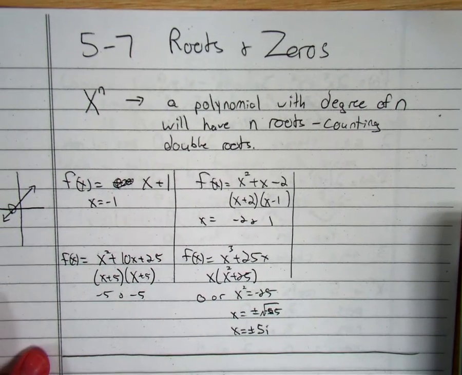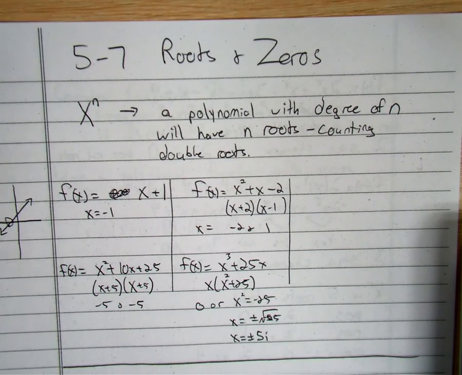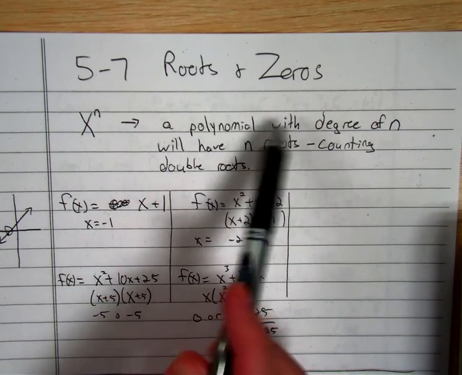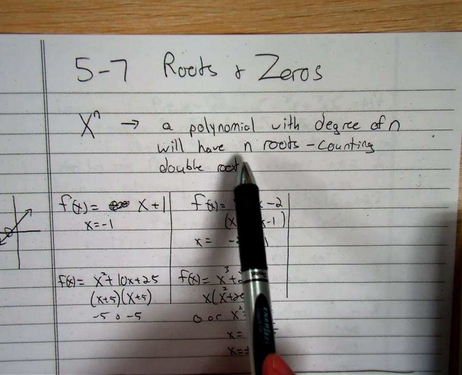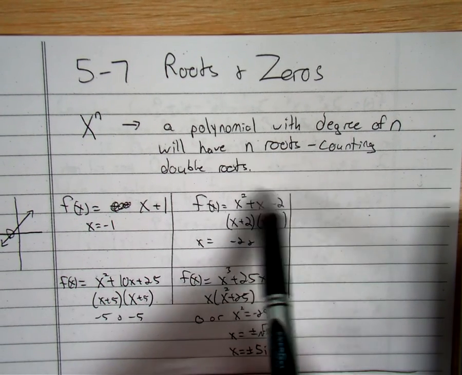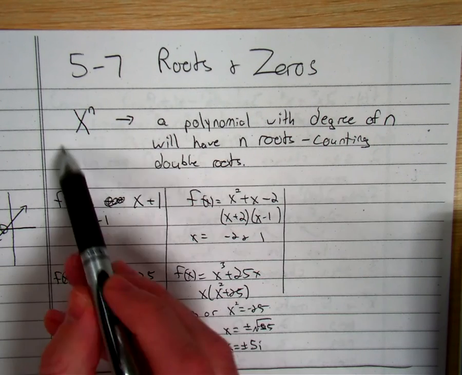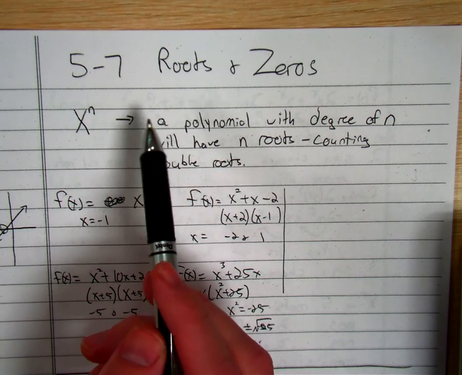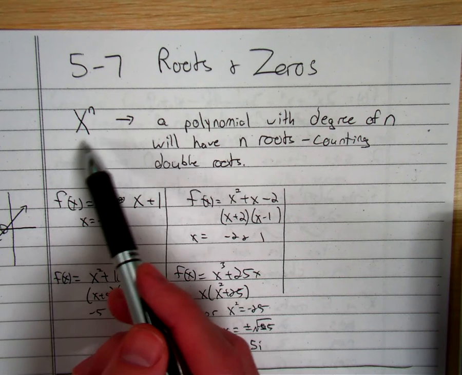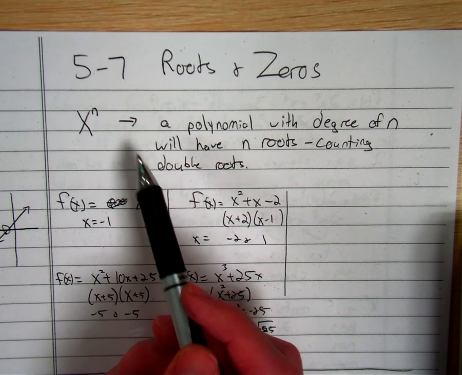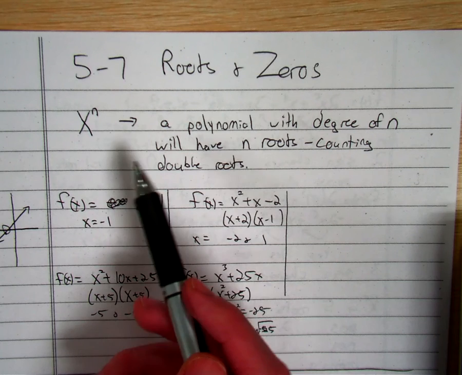Okay, we're talking roots and zeros. So if you have any x to the n power, it's going to be a polynomial with a degree of n. We're expecting to have n roots, counting double roots. Okay. So if this was x to the 5th, we'd be expected to have 5 roots, 5 zeros. X to the 7th, we're expecting to find 7 roots, or 7 zeros. X to the 10th, we're expecting to find 10 roots, or zeros.